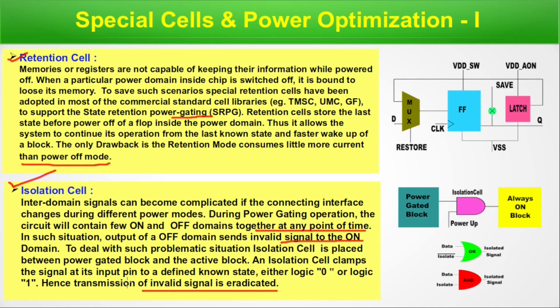That is isolation cell. So now let's see what are level shifter cells and always on cells. We are done with this slide. We will move to the next slide.